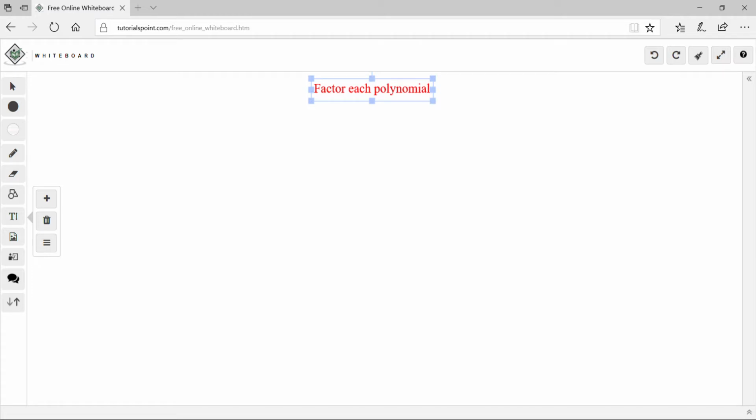So the problem says factor each polynomial. So here's the problem. We're given 8w^6 plus 125z^3. So they want us to factor this.